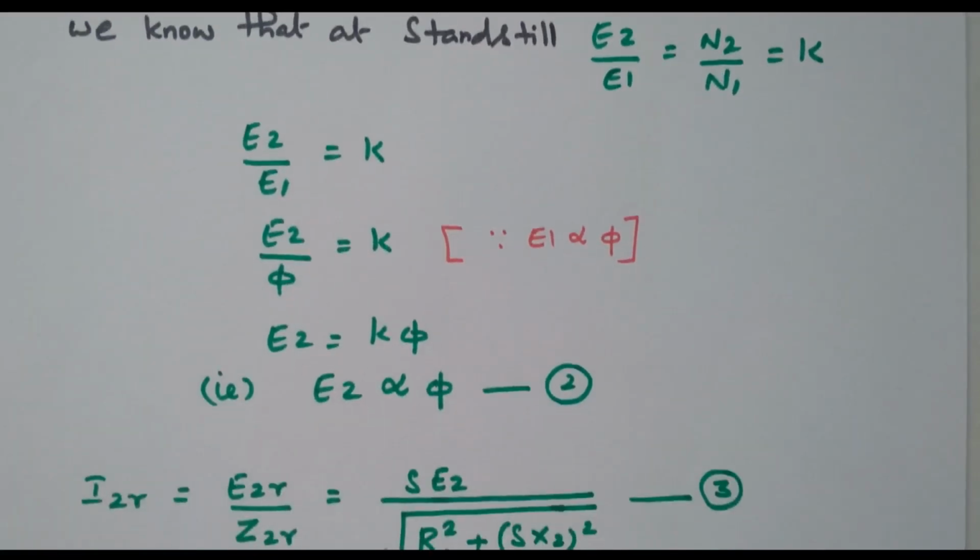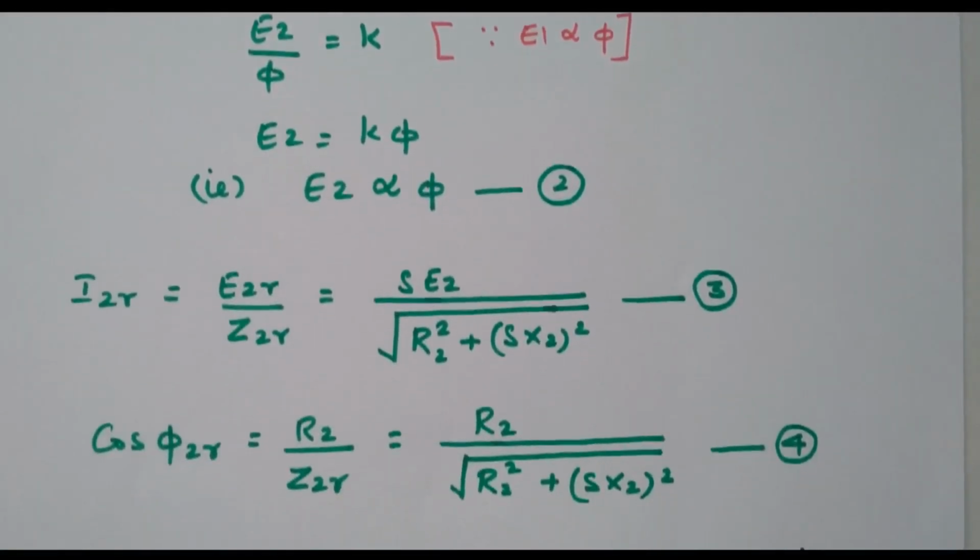Then we will go to the rotor current and rotor power factor. I2R is nothing but E2R divided by Z2R, EMF divided by the impedance. This E2R is nothing but S into E2, and Z2R is the square root of R2 square plus (S into X2) square, rotor resistance and reactance. This S is the slip of the induction motor. We take this as equation number 3.